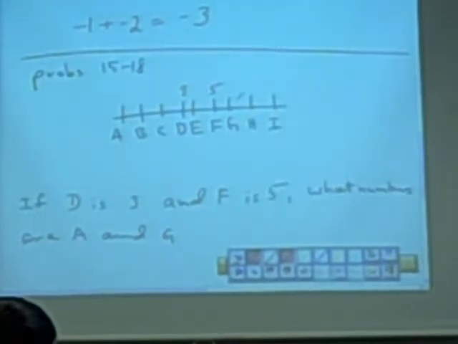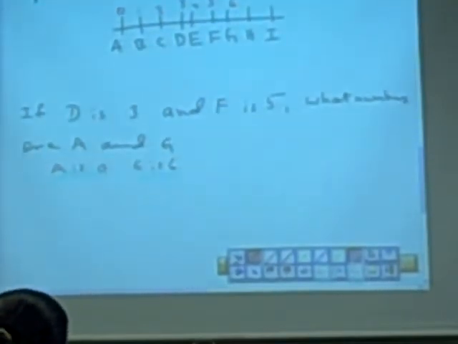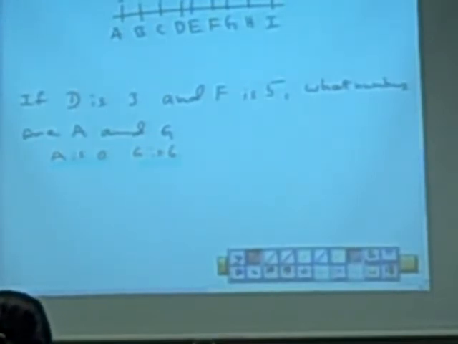I always like to put in 0. 3, so this is 3, 2, 1, 0, right? And then we would continue the pattern 4, 5, 6. So we could say that A is what? A is 0, right, and G is 6. Okay, and that's all you have to put for those. Or you can put A equals 0, G equals 6, like that, and that's fine. Okay, so that's all you have to do for those problems.